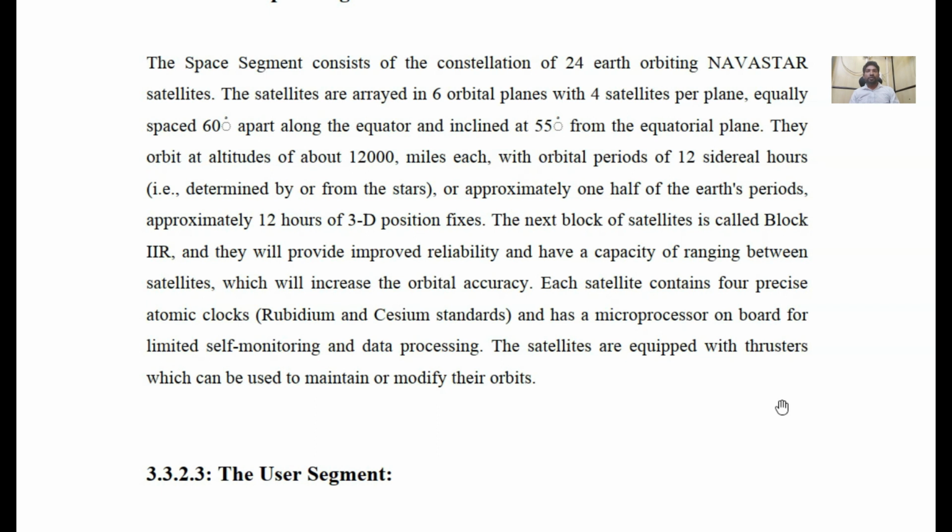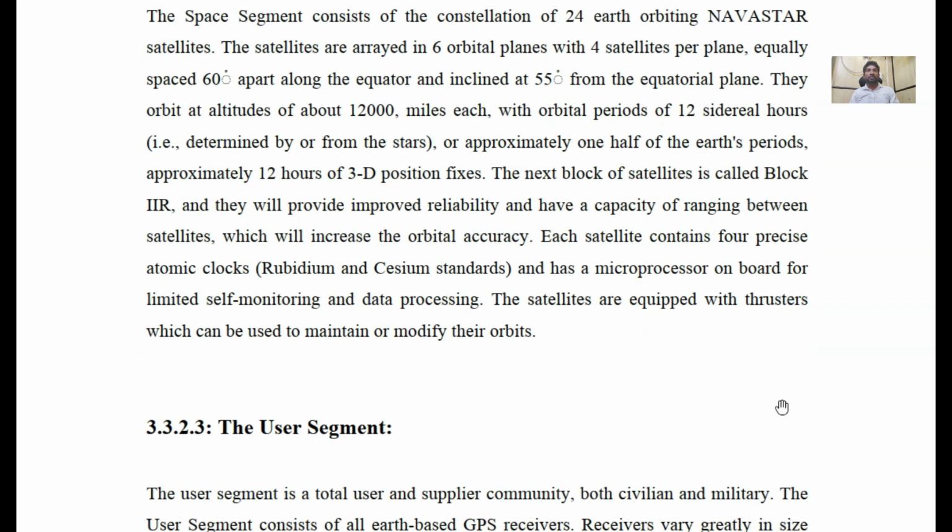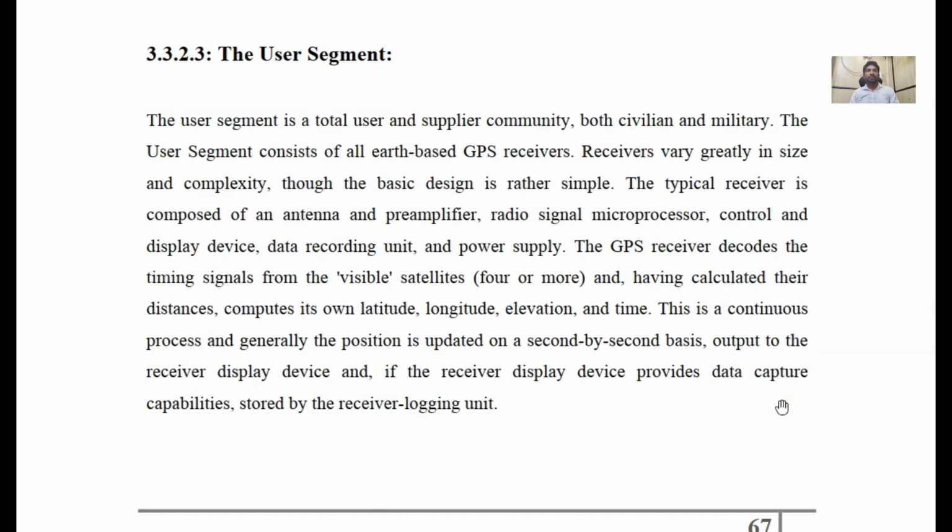The user segment. The user segment is a total user and supplier community, both civilian and military. The user segment consists of all Earth-based GPS receivers, which vary greatly in size and complexity, though the basic design is simple. The typical receiver is composed of an antenna and amplifier, radio signal microprocessor, control and display devices, data recording unit and power supply.